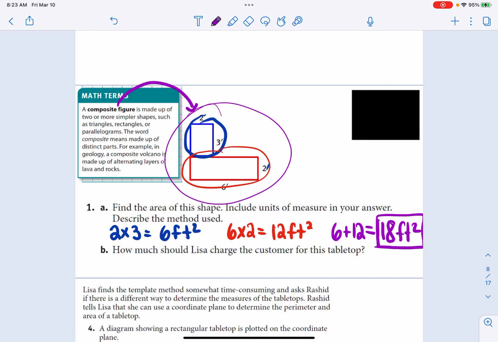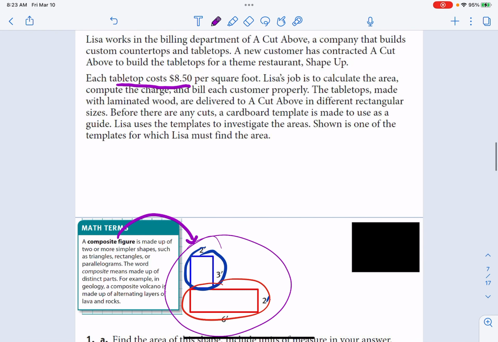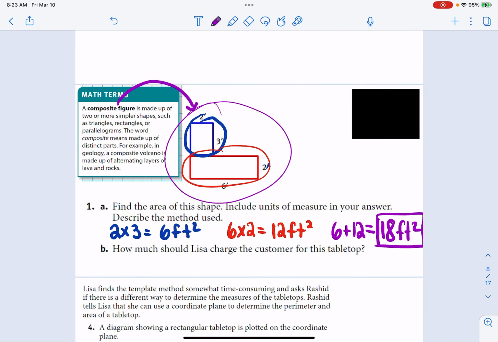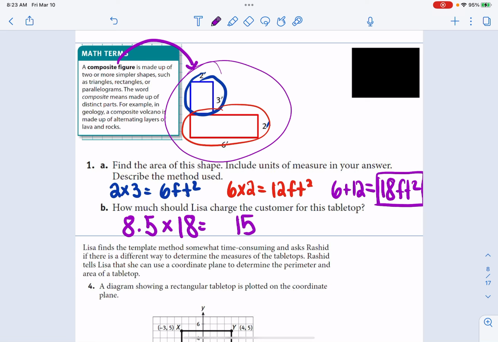So then it says for part B, this is where the application part comes in. It says how much should Lisa charge the customers for the tabletop? So again, you want to look back at your problem. It says each tabletop costs $8.50 per square foot. So if we have 18 square feet to cover and it costs $8.50, we want to multiply those 2 numbers by each other. And so when you multiply those by each other, you're going to get 153. Remember, we're talking about how much. So now your units are going to be dollars.